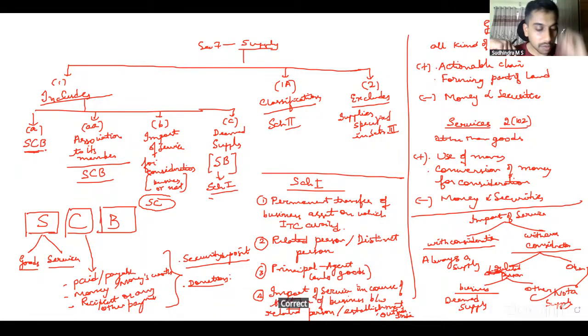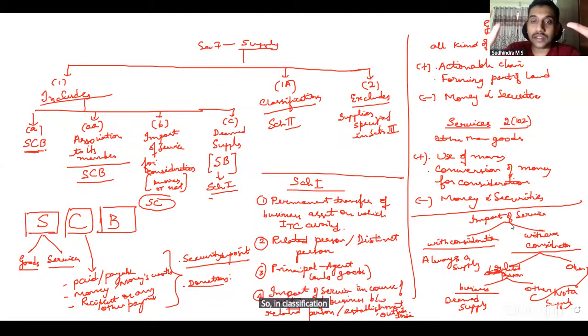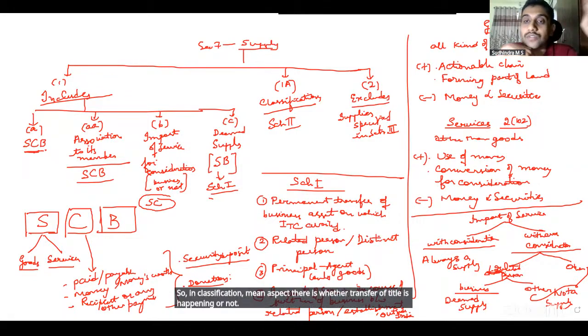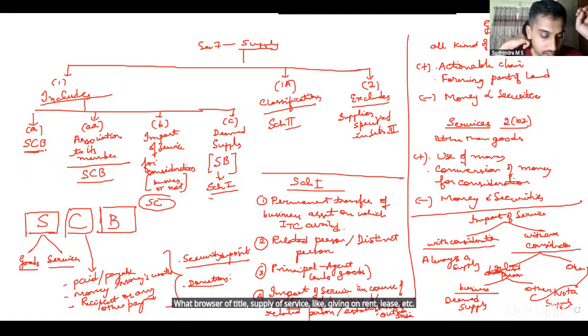Then we discussed Schedule 2. Basically, it talks about classification of goods and services. In classification, the main aspect is whether transfer of title is happening or not. If there is transfer of title, it is a supply of goods. If there is no transfer of title, it is a supply of service, like giving on rent, lease, etc. That is transfer of title.